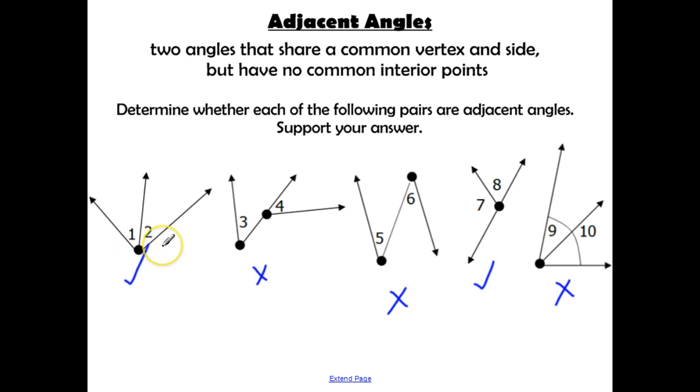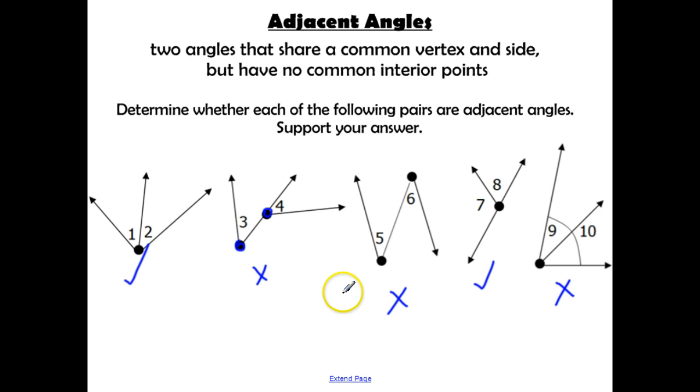Number 1 and 2, those angles are adjacent angles because they fulfill all the parts of the definition. They have a common vertex, they share a side, and none of their interior points are the same. So all the points inside angle 1 are different from the points inside angle 2. None of them overlap. Number 2, this falls apart at the common vertex rule.